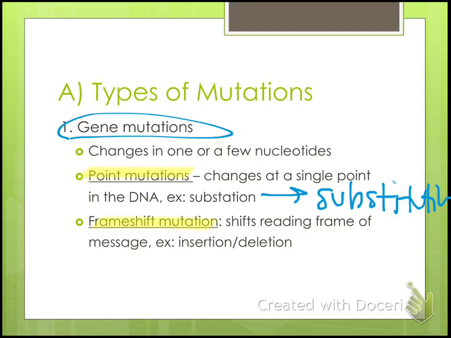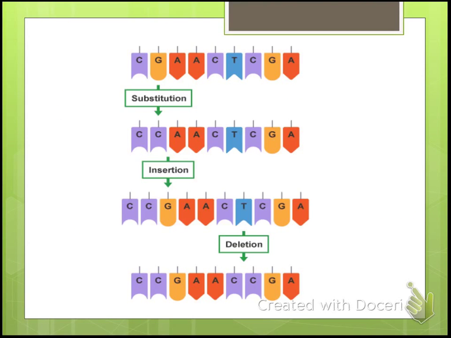A frame shift mutation occurs when this reading frame, so we read things in 3 bases at a time, is shifted. So it shifts the message. So if we had A, U, G, and bases on either side, if we had a frame shift mutation, we'll shift it in a way that we won't read AUG anymore. We'll look at that in a second as well. The example would be insertion and deletion. Let's take a look at the picture.